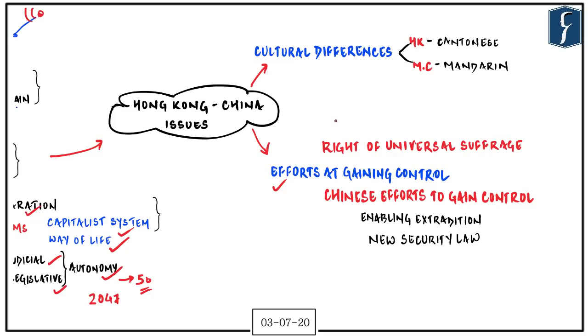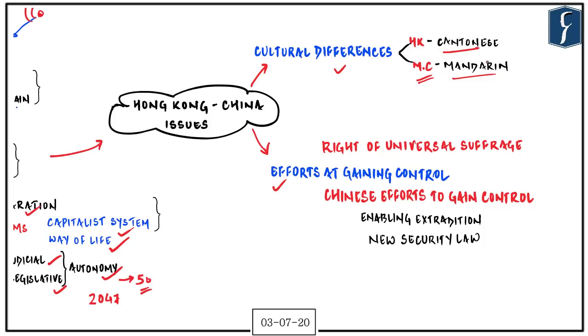So you know that when two territories, even if they are adjacent to each other, are governed by different rules, they evolve different ways of life. Similarly in the case of Hong Kong, this difference of governance over a period of more than 150 years has given rise to cultural differences. For example, most of the people in Hong Kong speak Cantonese, whereas most of the mainland Chinese are Mandarin speakers.